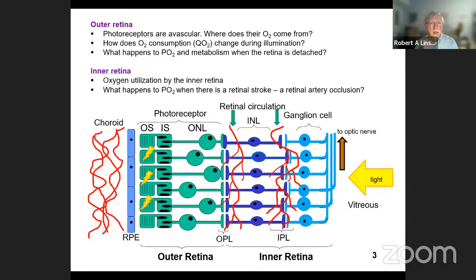Then we'll go on to talk a little bit about the inner retina, particularly oxygen utilization by the inner retina, and what happens in another clinical condition when there's a retinal stroke, that is a retinal artery occlusion. The first 2 questions will take a good bit of our time, so don't get nervous, we will get to the end.